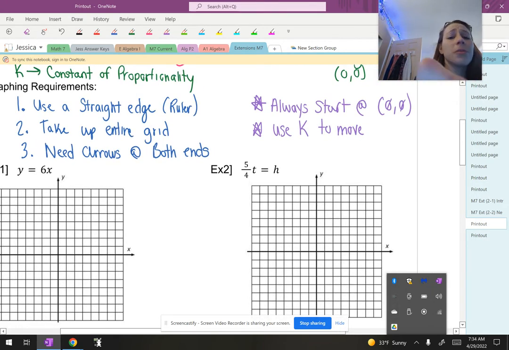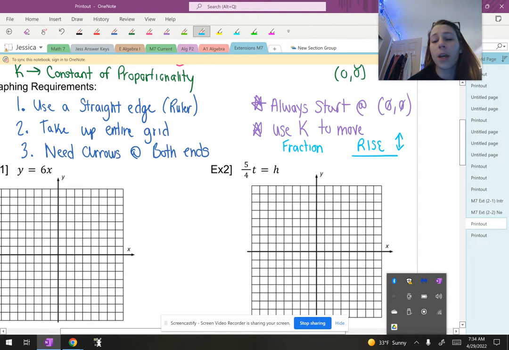To use that k value to move, we want it written as a fraction. When we look at the fraction, the top, or the numerator, is going to tell me how much to rise, or go up or down technically. And the bottom is going to tell me how much to run, or how much to go left or right by.